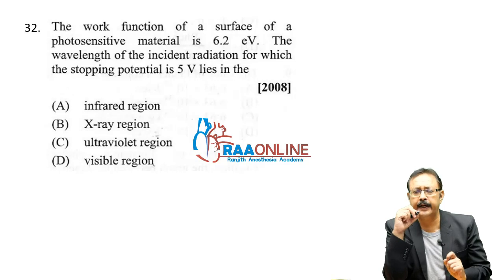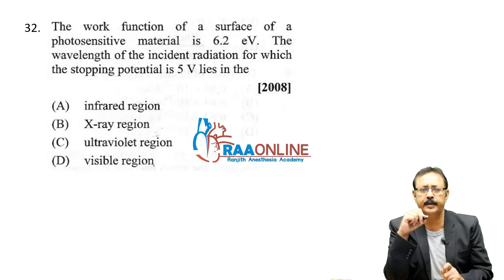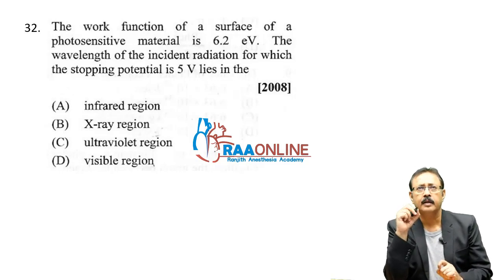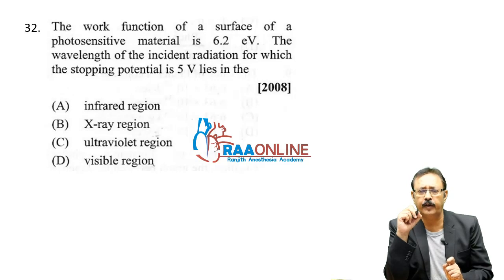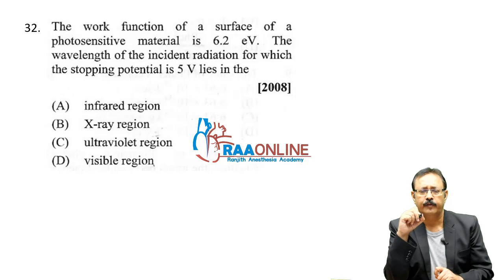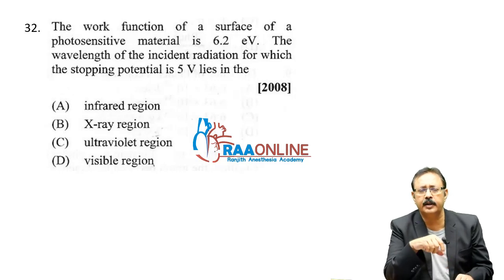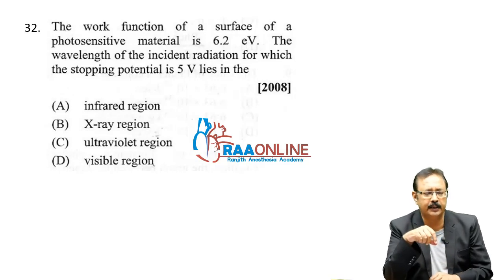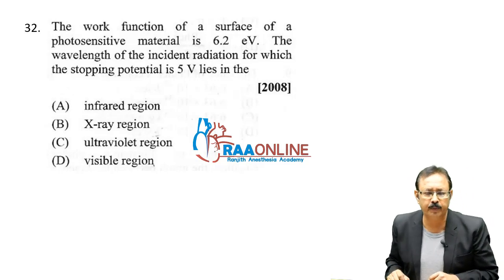Next, it is from 2008 AIPMT. The work function of a surface of a photosensitive material is 6.2 electron volt. The wavelength of the incident radiation for which the stopping potential is 5 volt lies in the... What is stopping potential?